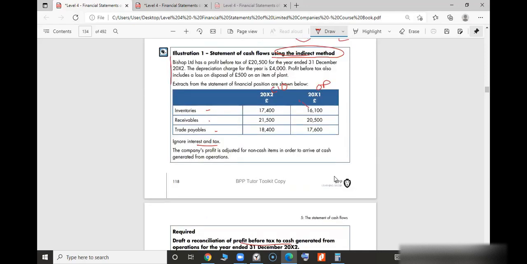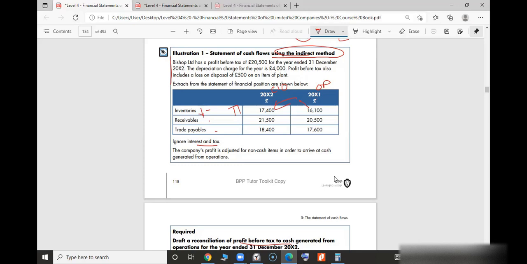Last year 16,000 your inventory, this year 17,000. So of course it has gone up. I don't know how much by, you can get the difference, but tell me what happened to your money. Inventory gone up, that means money gone. Cash flow gone down. Well done. That's the first thing. You got it right. Cash flow down.